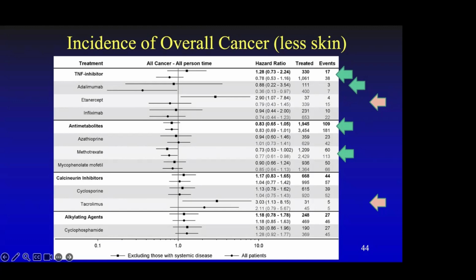Probably more information would be valuable about etanercept and tacrolimus, but you can see with etanercept, it's completely different in the two groups, so probably this is just due to some sort of limited sample size. Alkylating agents tend to be a little bit higher, and I still worry about them, but we weren't able to prove they increase the risk of cancer.